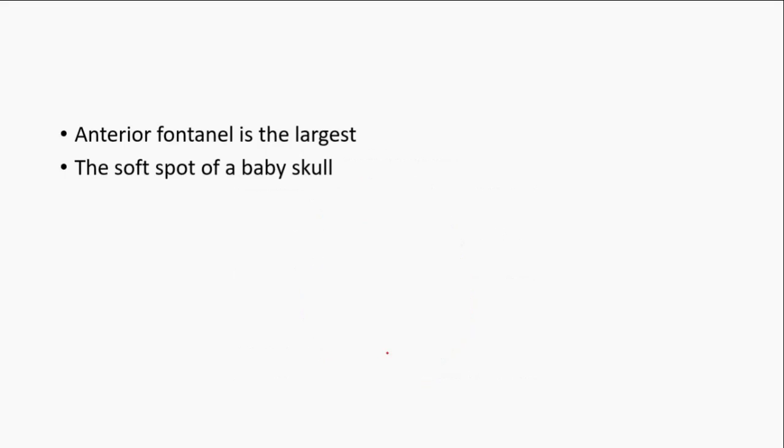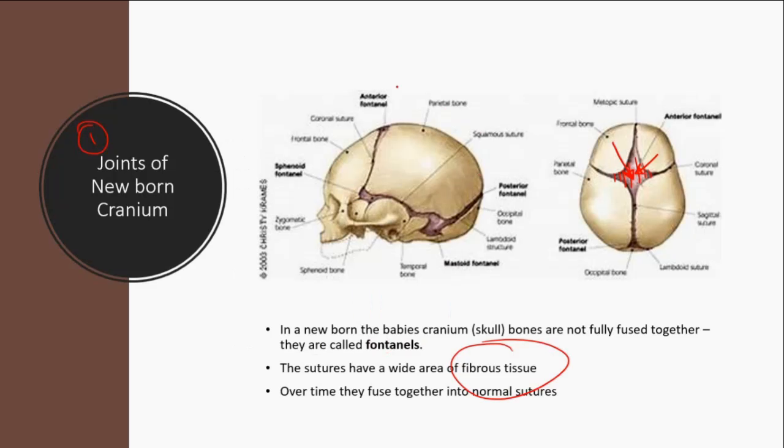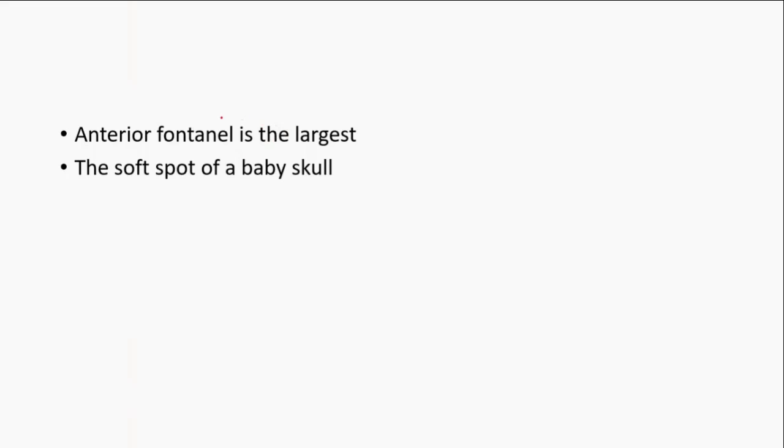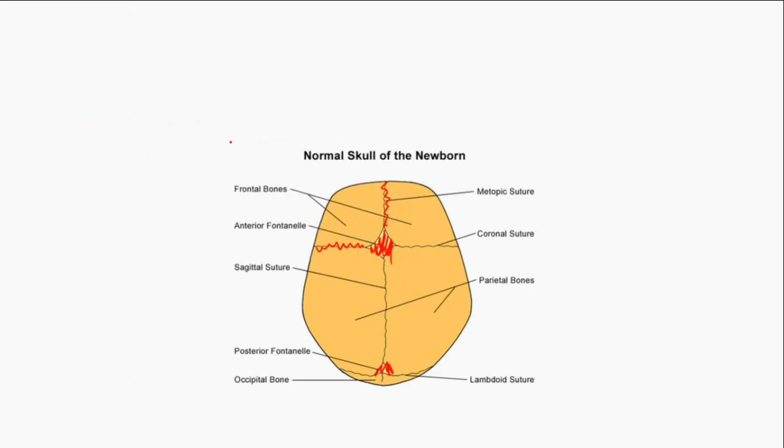So essentially, basically any kind of gap in the baby's skull between the bones is known as a fontanelle. Okay, so the anterior and the posterior: the anterior fontanelle is the largest gap in the baby's head. So this is a fontanelle here. This is a fontanelle because it's the area where the bones are not fused yet, and the posterior fontanelle is also quite large as well.